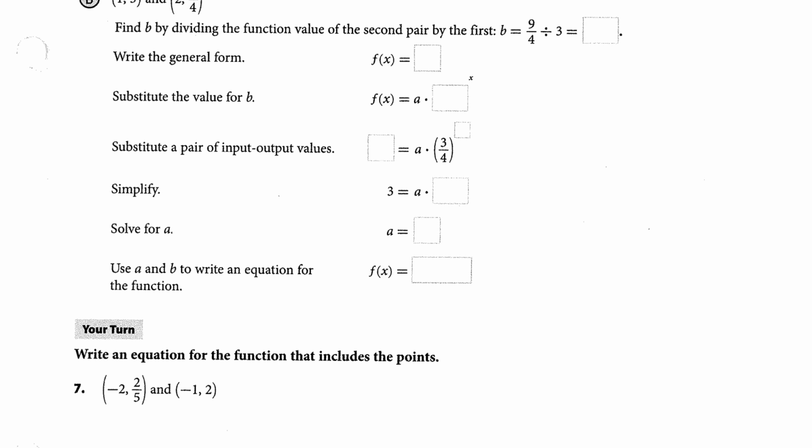Now it is our turn. So find b by dividing the function value of the second pair by the first. So 9/4 divided by 3. We can rewrite that as 9 over 4 times 1 over 3 if that's easier. 9 times 1 is 9. 4 times 3 is 12. And then we can reduce it. 3 goes into both of those. 3 goes into 9 3 times. 3 goes into 12 4 times.